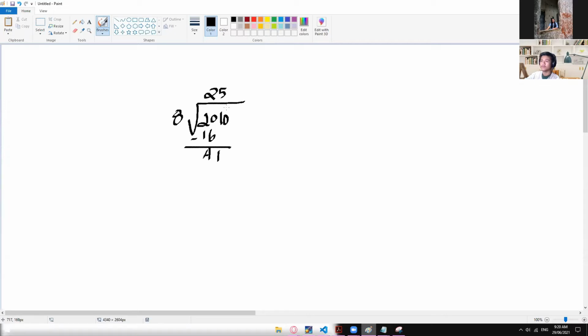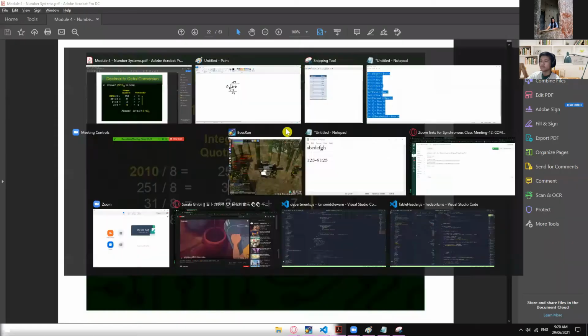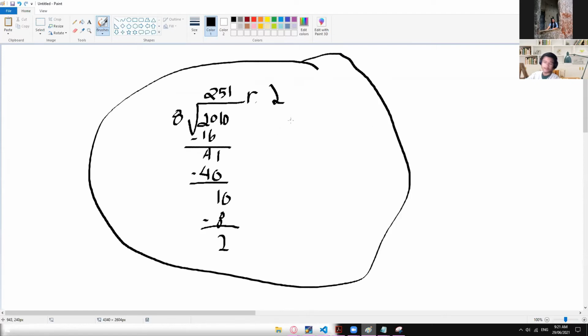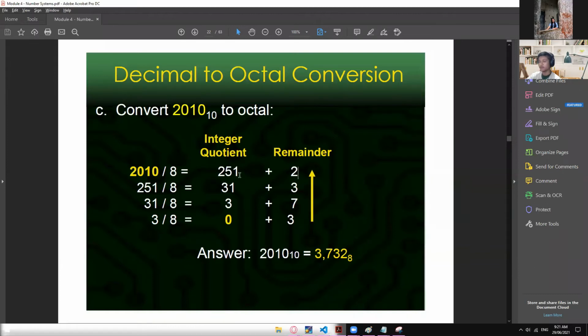So it's 5. 5 times 8 is 40. So 41 minus 40 is 1. So bring down 0. So 10 minus 8 is 2. Whatever is the last one right here, that's now your remainder. So this is your integer quotient, and this is your remainder part. So you can do this one if you want. If you don't want to write, then you can use your calculator instead. So that's how we've got this 251 and then 2 right here.